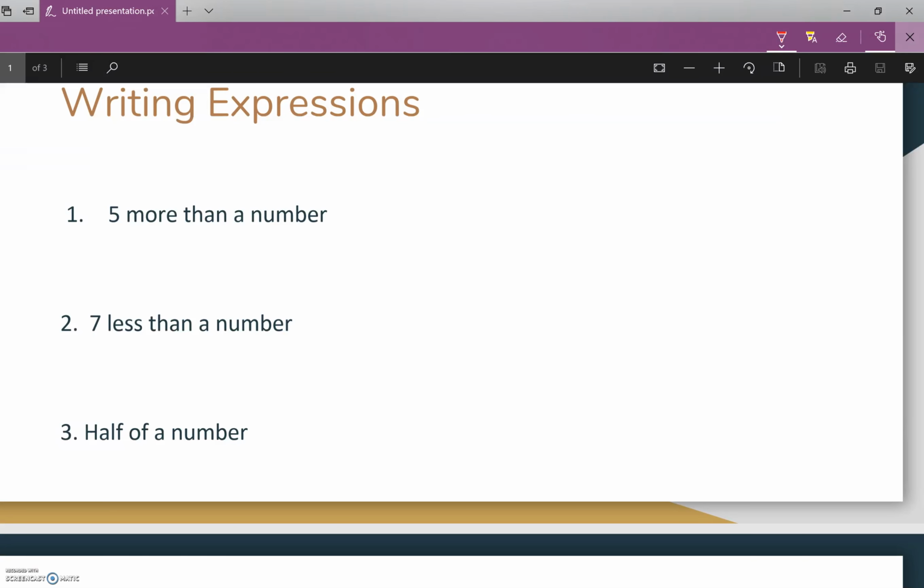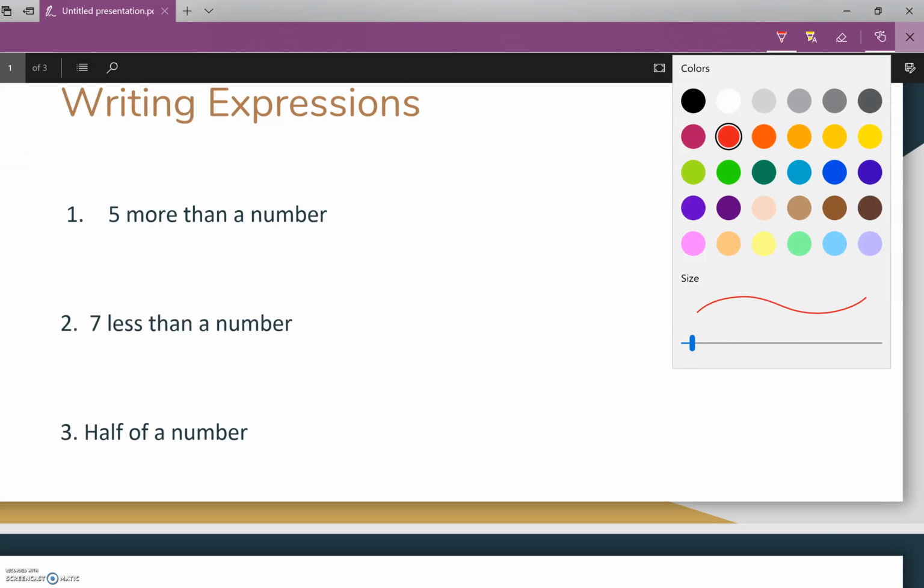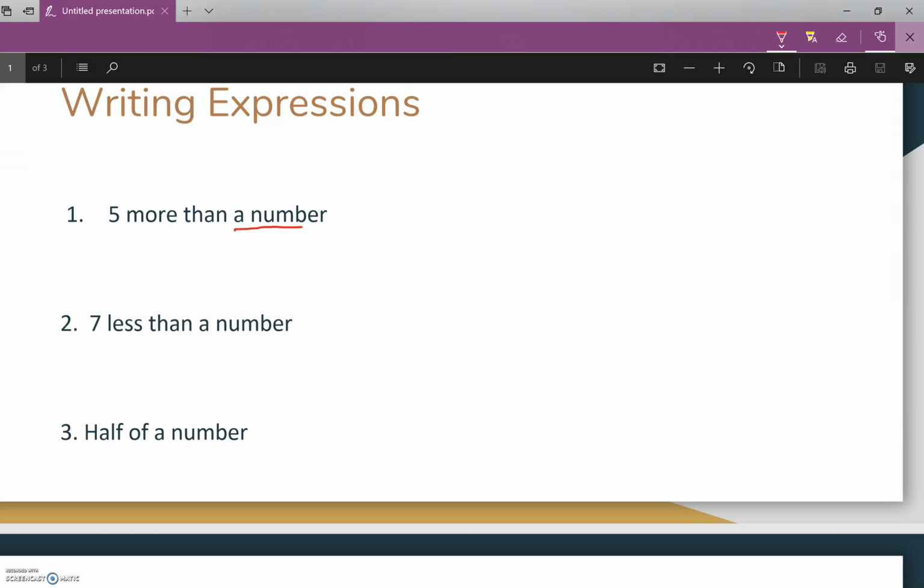Number 1 says 5 more than a number. So where it says a number, that is our unknown. And we know that we want 5 more than that. So your expression would be x plus 5. Or you could do 5 plus x, because addition is commutative, so both of those expressions represent the word form.